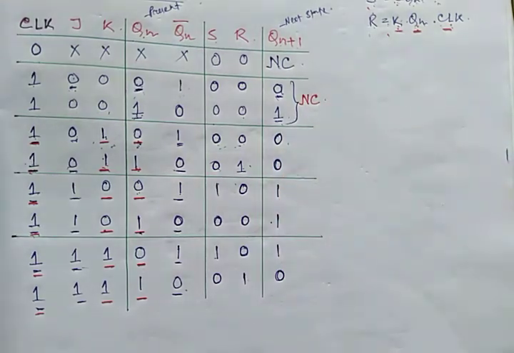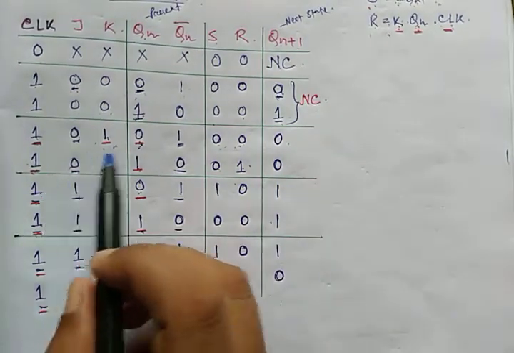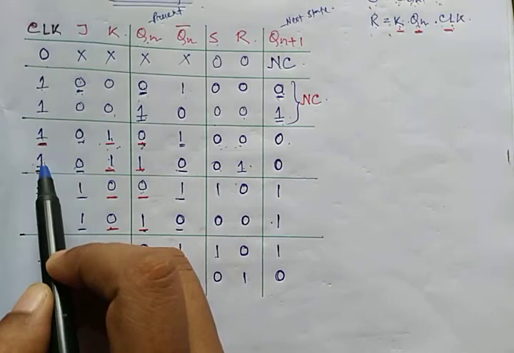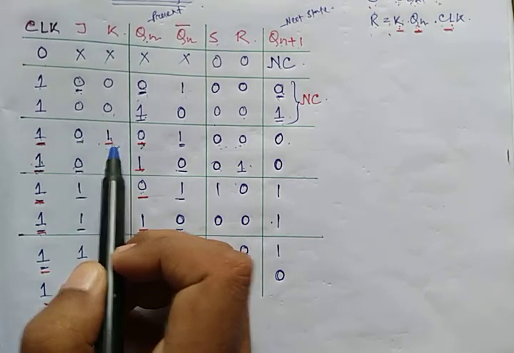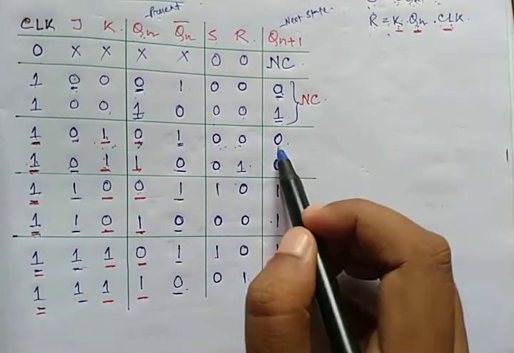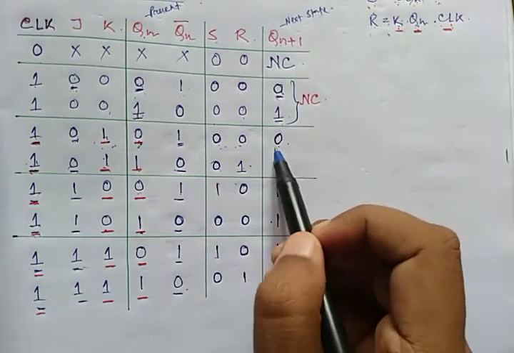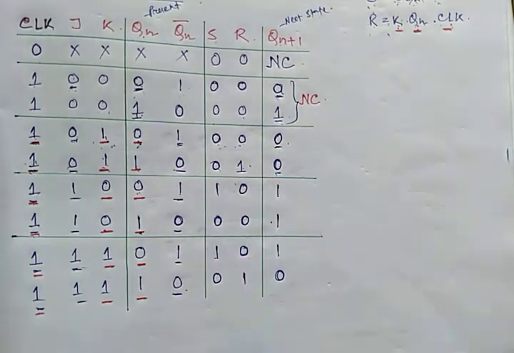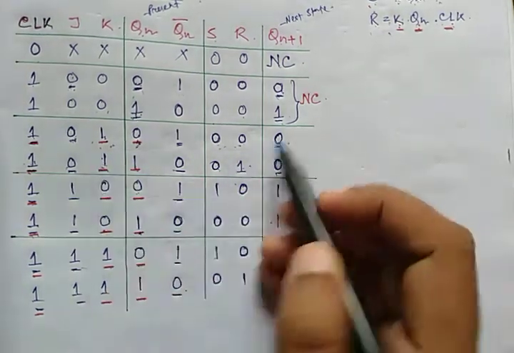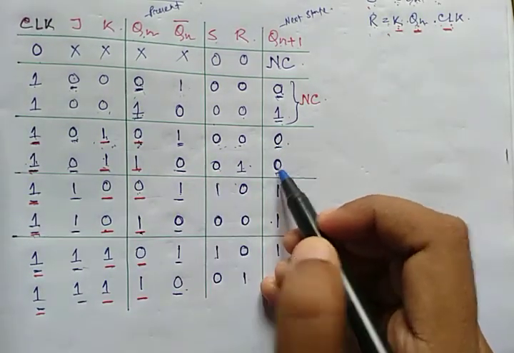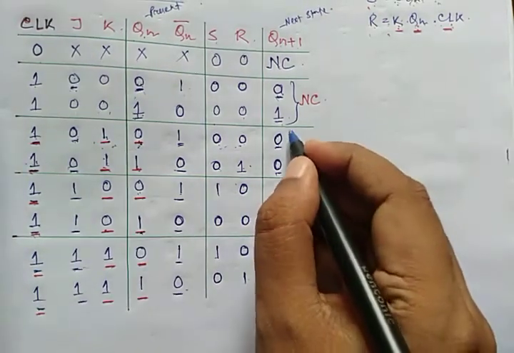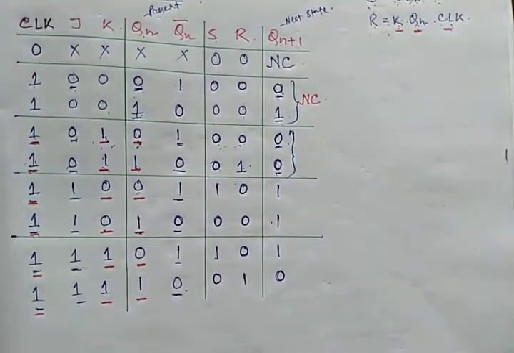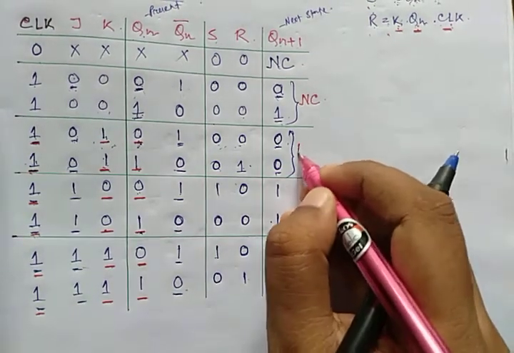In our second condition, when clock is high, the input signals are J is 0 and K is 1. We get that the output, meaning the next state, will be the value 0. As the value is 0, we can say this condition is the reset condition.